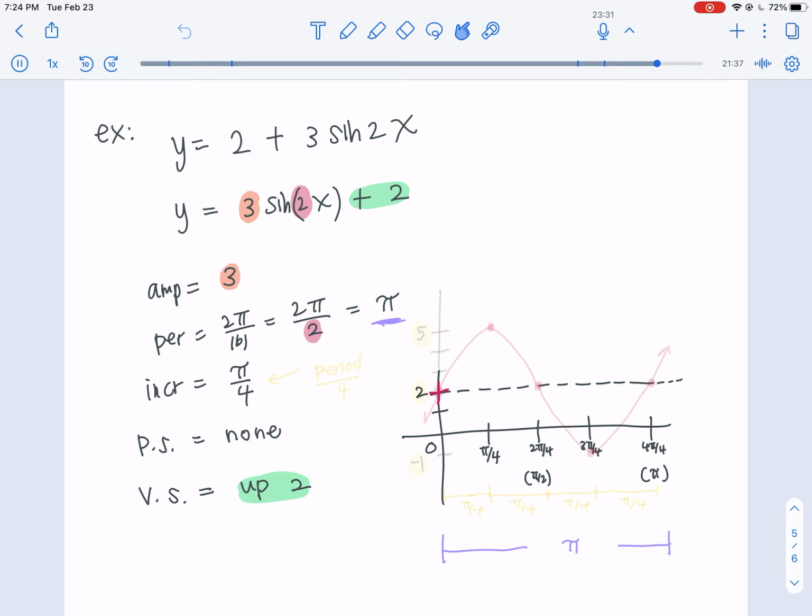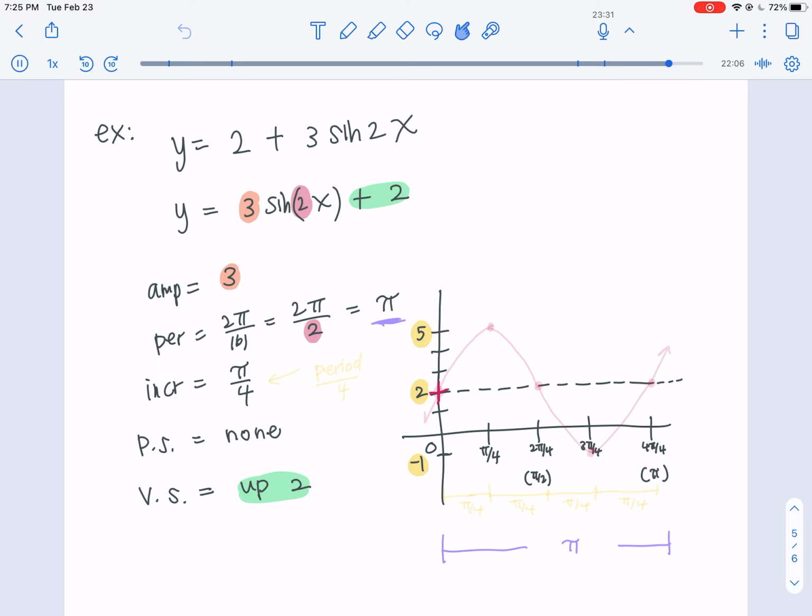So if I go up 3, how much is that? 1, 2, 3, 5. And then if I go down 3, how much is that? -1. Yes. So these are the points that I'm going to be looking for: 5, 2, and -1. Right? Because y equals 2 is where your x-axis is going to be, or your midline of your graph, right? And then the 5 is the max, and then the -1 is the min. Do you guys see that? Just everything's been shifted up 2.